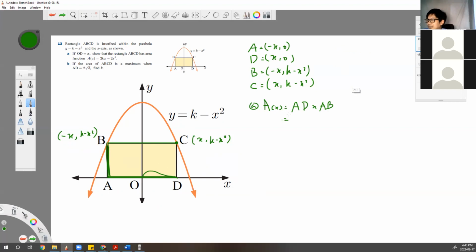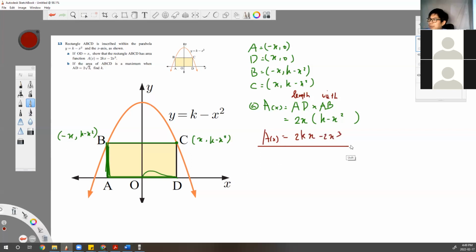Okay. AD is 2x, right? Multiply by AB. What is the length of AB? From 0 to K minus X squared. Okay, K minus X squared. That's all. Right? This is the length, or width, length times width. This is the length, this is the width or the height. Up to you, you can use either way. So area of X will equal 2kx, as shown in the question, minus 2x cubed. Done. Proven.